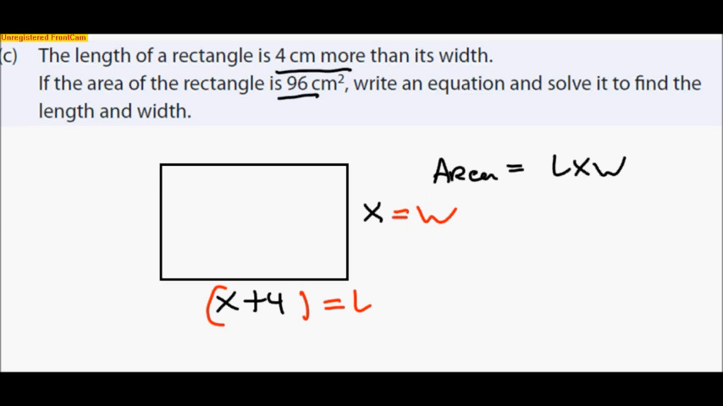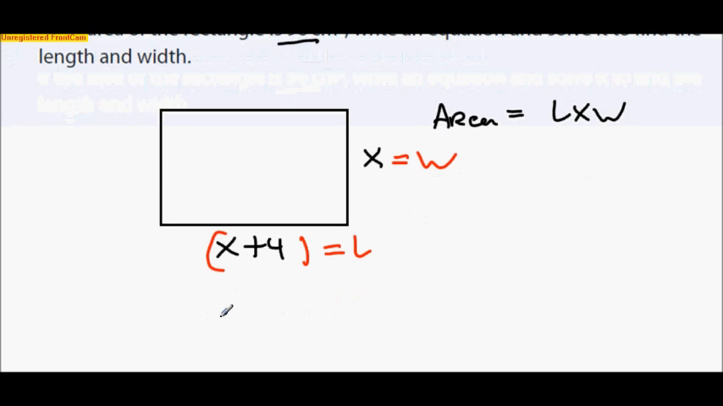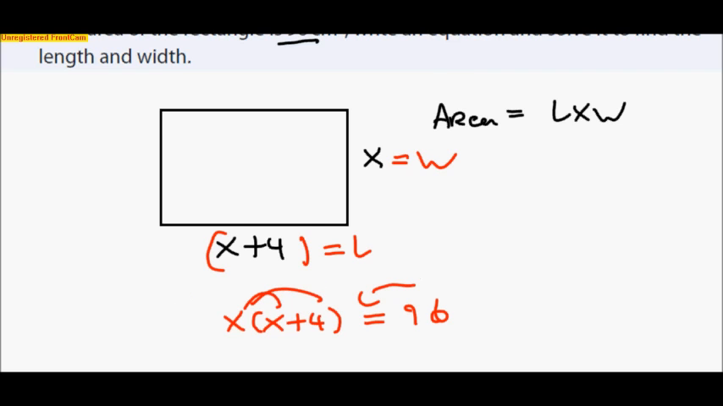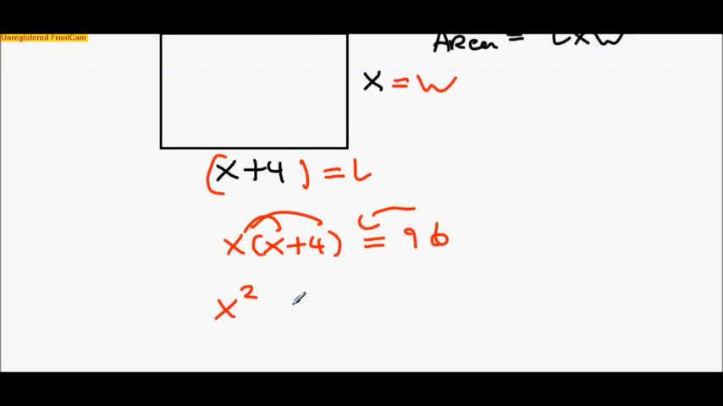So the area, which is 96, is equal to length by width. So width multiplied by length equals 96. Multiply it out, bring the 96 over the other side, and what we're going to get is x squared plus 4x minus 96 equals 0. The reference number for this one is going to be minus 96.